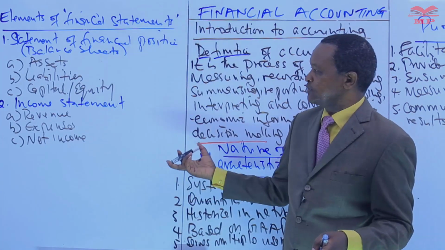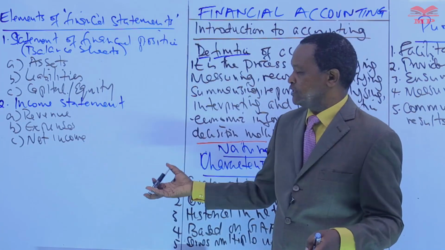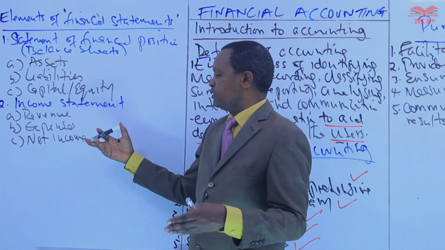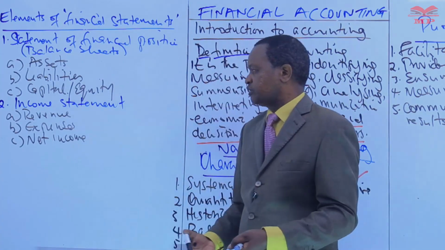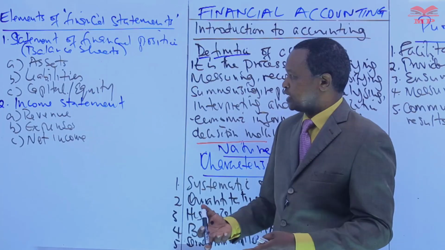So in an income statement, you'll have revenues, you'll have expenses. These expenses may also be categorized differently. We shall be looking at such categorization as we move along.